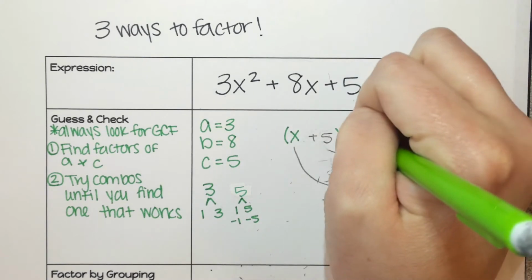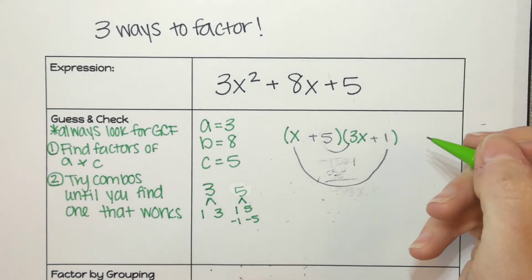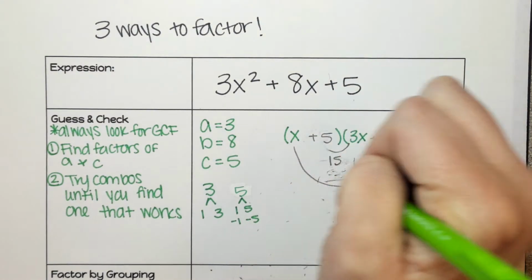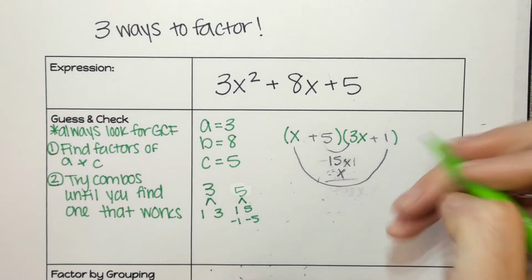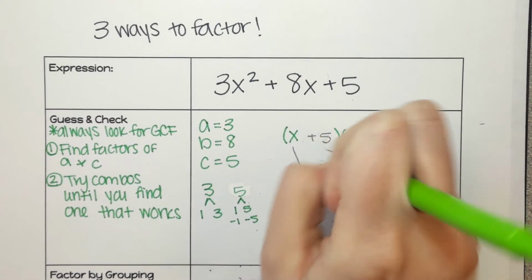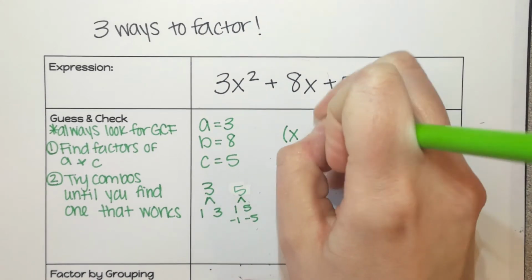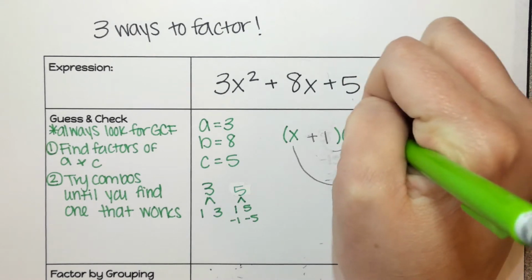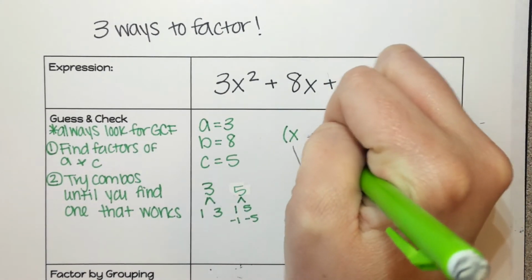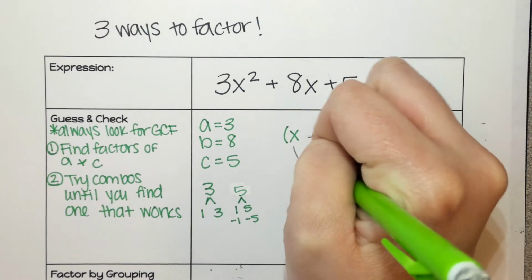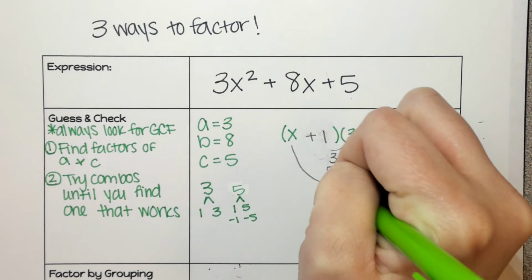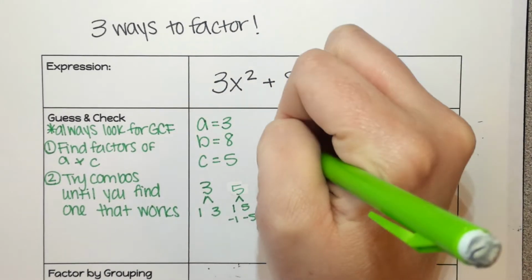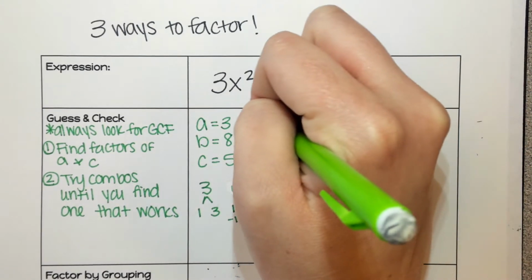Let's make it a +5 and a +1. Is that going to help us any more than the other? This gives us a 15x, and this is 1x, and that still gives us 16x. So that still is not very helpful. So what about if I swapped the 1 and the 5? What about if I did 1 here and 5 there? 1 times 3 is 3x. x times 5 is 5x. I add those together and get 8x. Is that what I wanted? Yes. So this is my final answer.